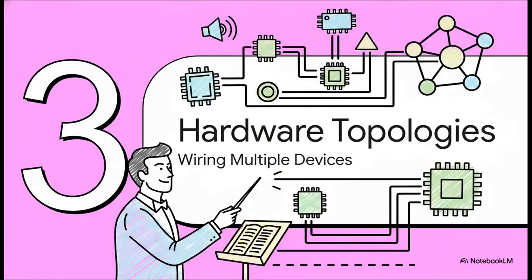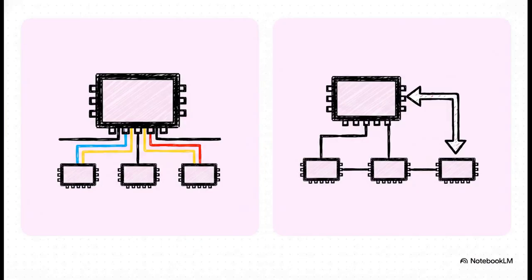Okay, moving to Section 3, Hardware and Network Topologies, Wiring Multiple Devices. So we know how one-on-one conversations work, but as we mentioned earlier, our conductor usually has a whole orchestra of chips to manage. In a standard multi-device topology, the clock, MOSI, and MISO lines are shared across all peripherals, like a bus. But each peripheral gets its own unique chip select line. When the active low chip select isolates one device, the others basically disconnect themselves, ignoring the bus.